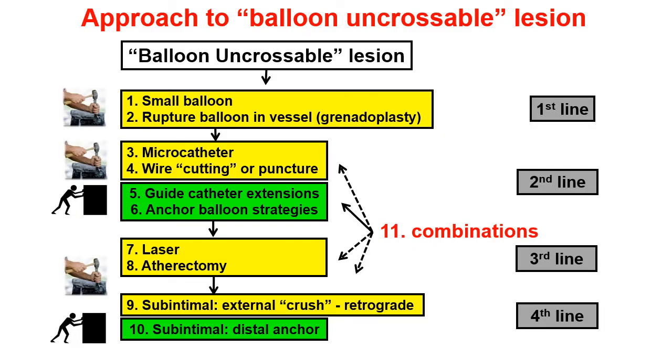So for balloon or microcatheter uncrossable lesions, this is the algorithm. We start by using smaller and smaller balloons. We might rupture the balloon in the vessel, which is called granuloplasty. We use different microcatheters, like lower profile or torqueable microcatheters, and then we might use wire cutting or puncture. Improving support using guide extension and anchor balloon strategies are also helpful. And in the algorithm, if all this did not work, we proceed with laser atherectomy or conventional atherectomy. And finally, we can use subintimal techniques and retrograde techniques.